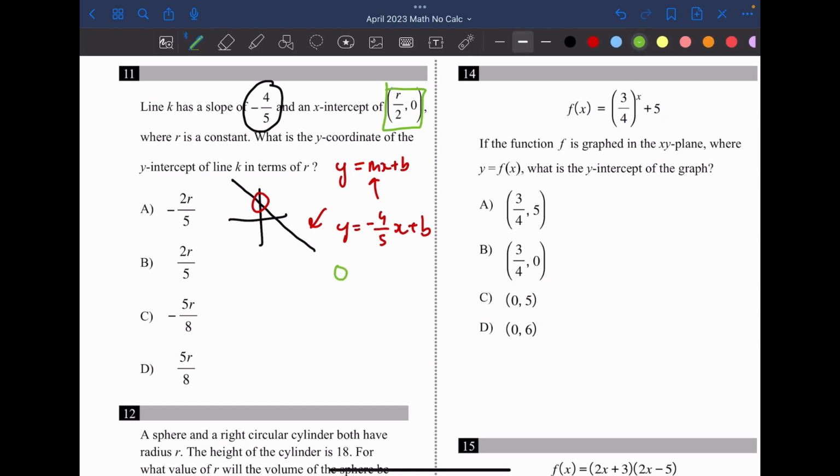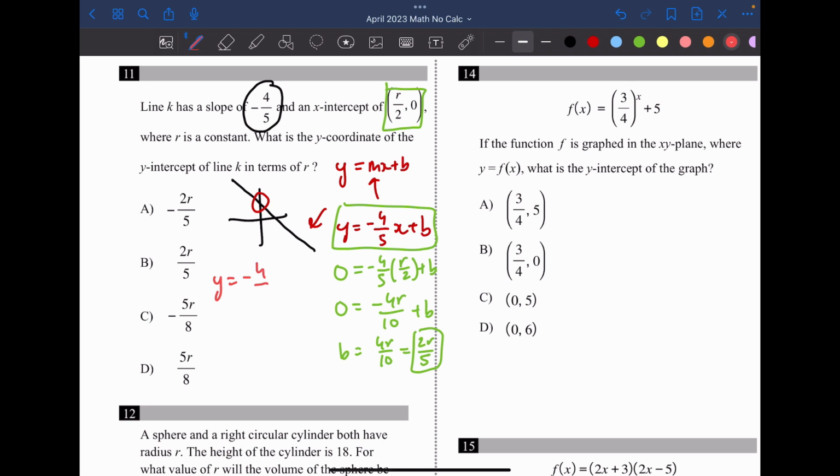We would have 0 is equal to -4/5 times r over 2 plus b. So if you multiply this out, 0 is equal to -4r over 10 plus b. So b is equal to 4r over 10, which is equal to 2r over 5. Okay, so we got what b is. Now, let's plug it back into this equation. I'm going to do it in a different color. So we would have y is equal to -4/5x plus 2r over 5, because that's what b is.